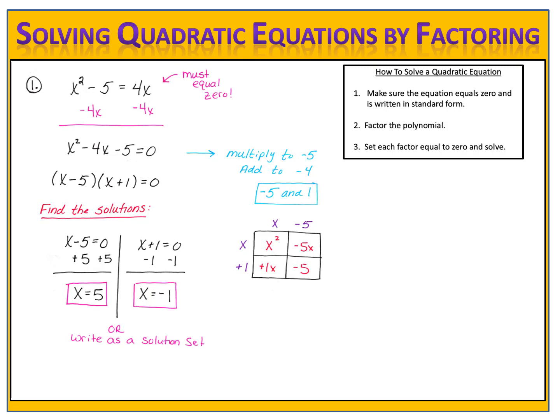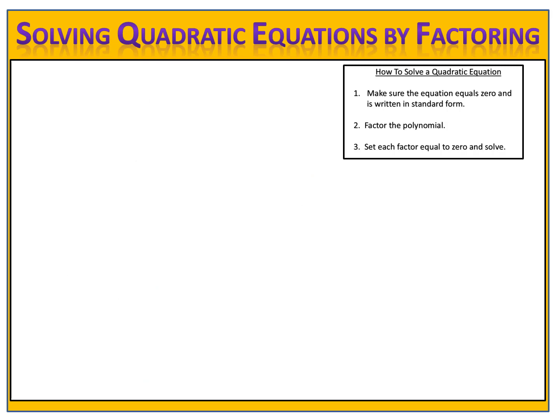That's the second solution. You could write them as x equals 5 or as x equals negative 1, or if you choose, you could write these as a solution set using roster notation. If you do choose to write it as a solution set, remember that the numbers go from smallest to largest. And now we've found the solutions to the equation. Let's take a look at another example.